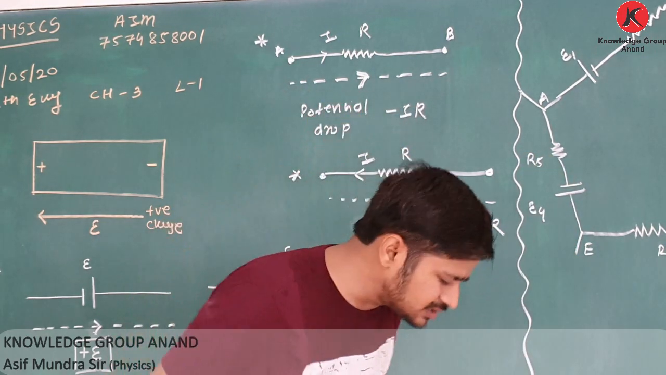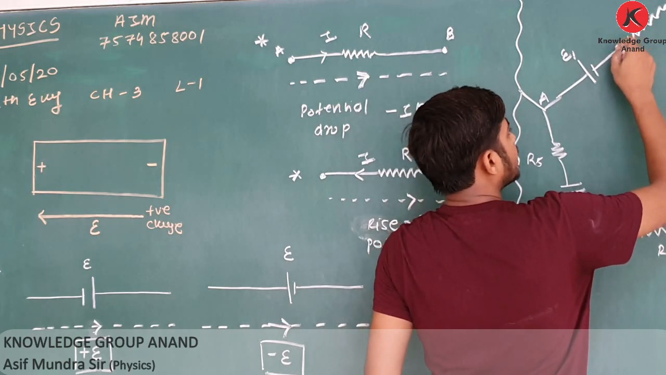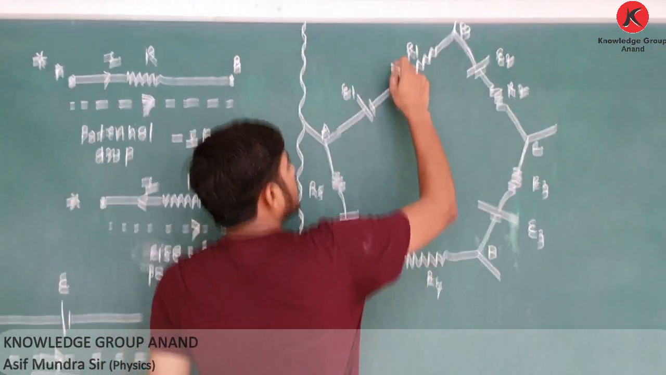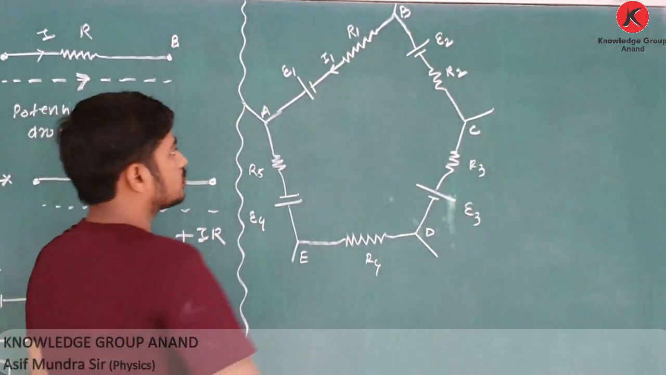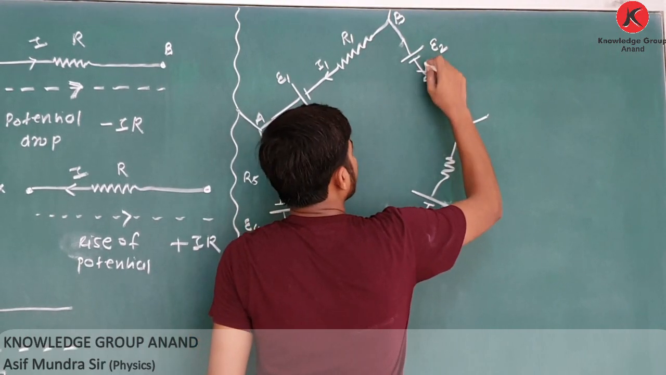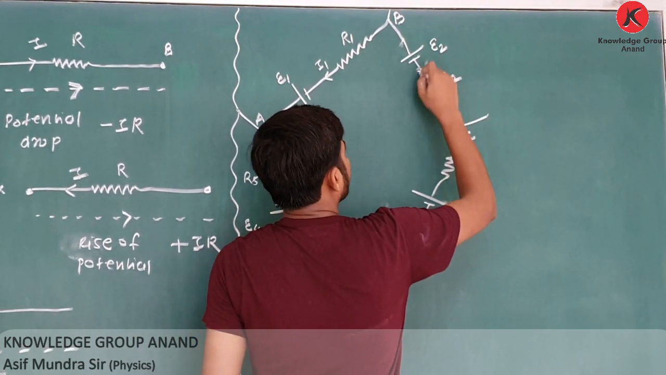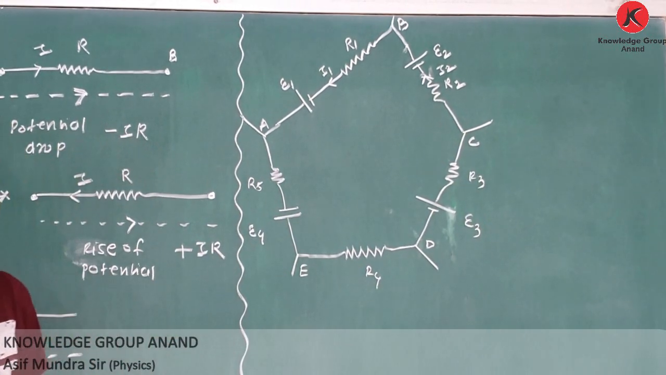Let currents also be given. Let the current flowing from this be in this direction. Let here it be I. Okay, here it is like this. Current is flowing in this direction. Let here it be I.